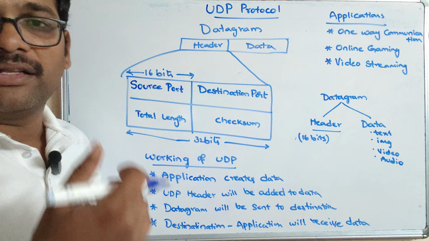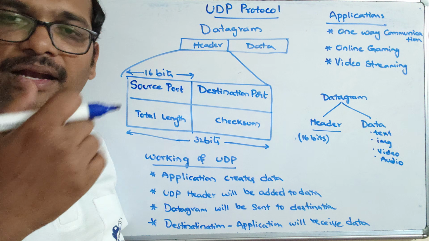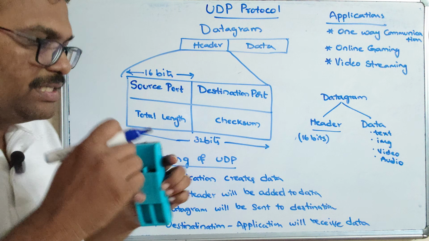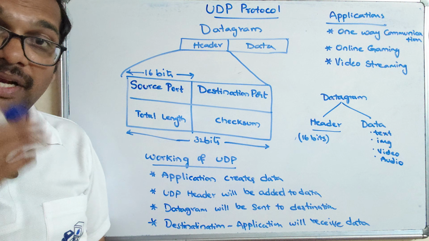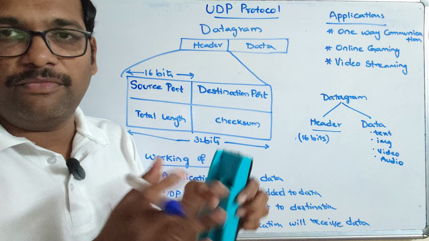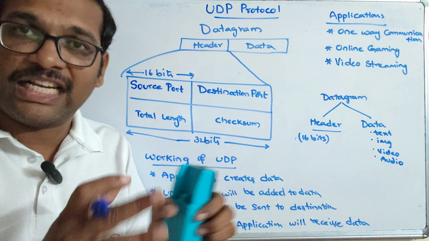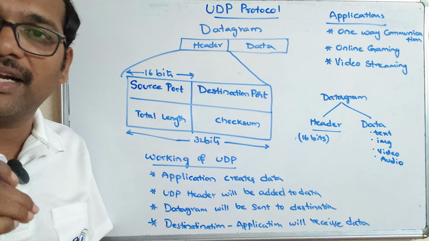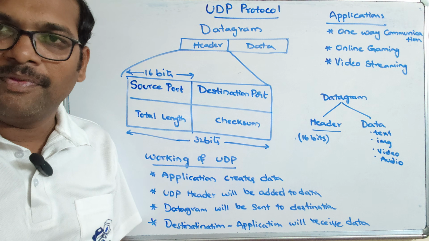So directly the data will be created, the header will be added, and directly it will be passed to the destination. The destination will receive the datagram, and it will again calculate the checksum and compare it, to see whether the data has been modified during the transmission or not. So this is about the UDP protocol, user datagram protocol.